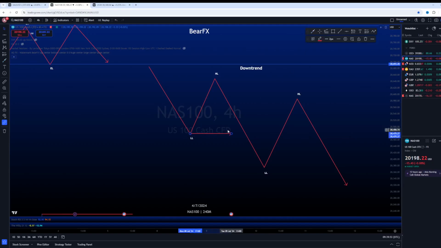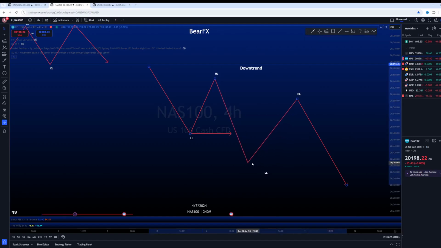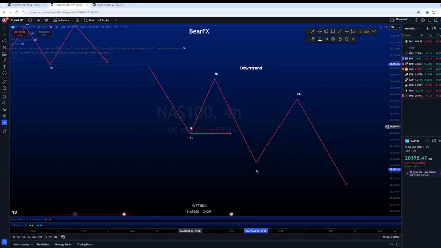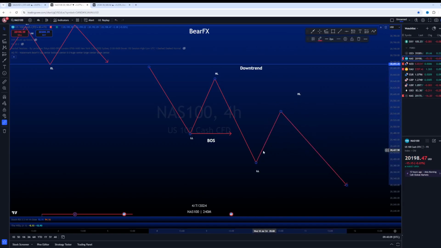Okay, this price is breaking structure. Let's just bring it a bit closer. Price is breaking structure, so BOS, break of structure. Okay, then it's starting to pull back again. So this is our range that we'll be looking at to trade from. Okay, again on the 4-hour time frame, this is our range. From this higher low to this lower low, that's the range we're looking at trading in.